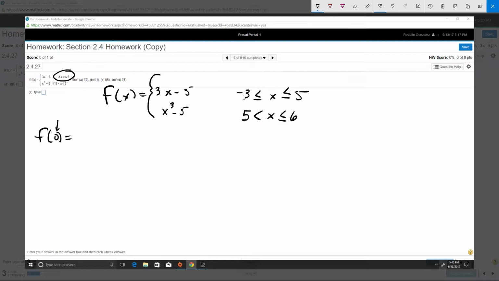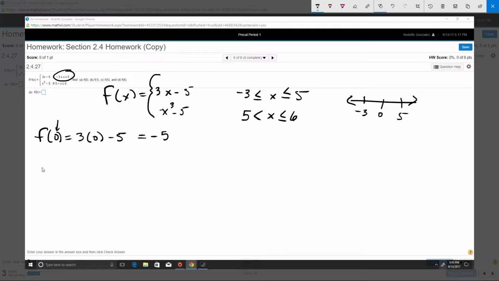Let's make sure that 0 is in this one. So is 0 between negative 3 and 5? Yeah, of course, right? If we graph this on a number line, we know that between negative 3 and 5, 0 is going to be in there somewhere, right? So we know it's within the domain, so we will go ahead and use this first one. So let's plug in our x into this function right here. When we plug in 0, we get 3 times 0 minus 5, which ends up giving us negative 5. Okay? And that's pretty much it. So your answer for the first one, f of 0, would be negative 5.